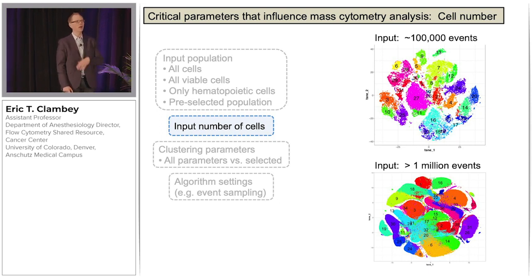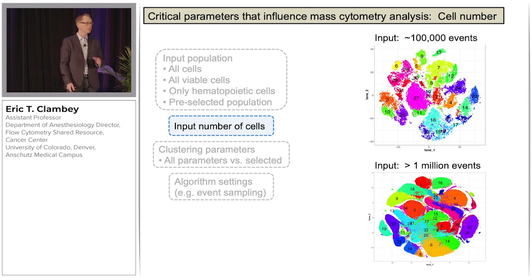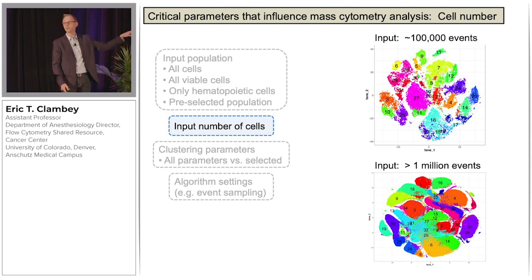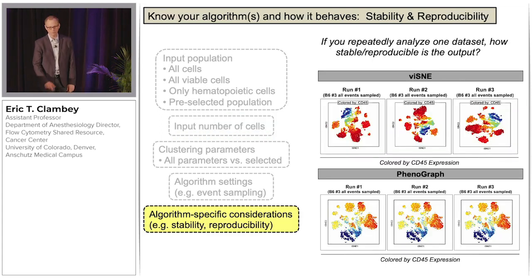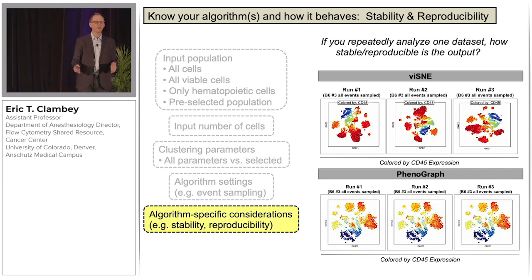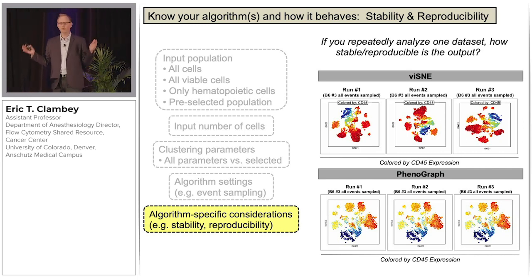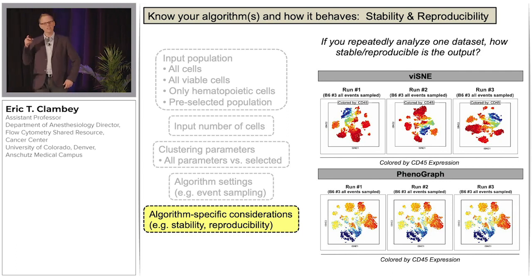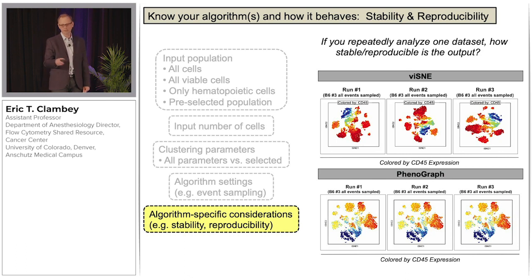Now, it's worth noting there are algorithms that have been designed specifically to afford analysis of large data sets. For example, HSNE, operated through CytoExplore, affords unique opportunities to really analyze a large number of data points. Whatever algorithm you choose, I would strongly encourage that you understand what its performance is like. If you take the exact same data set, the exact same person, and you run it multiple times, what does the data visualization look like?